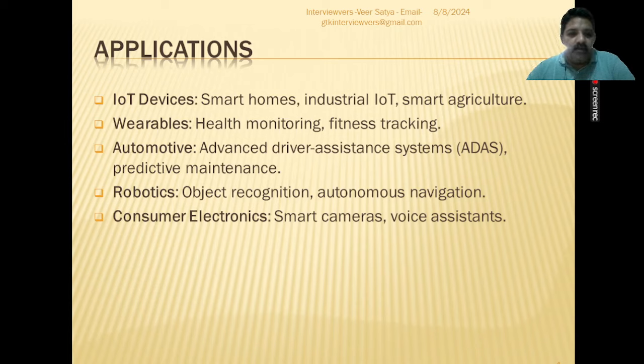In case of robotics, you have object detection and recognition and autonomous navigation. In consumer electronics, you have smart cameras and voice assistants. In case of smart cameras, for example, if there is an unusual activity going on in front of your house, you want an instant call or instant SMS to be delivered to either you or some other key people. You can do it when you have models embedded into the smart cameras.